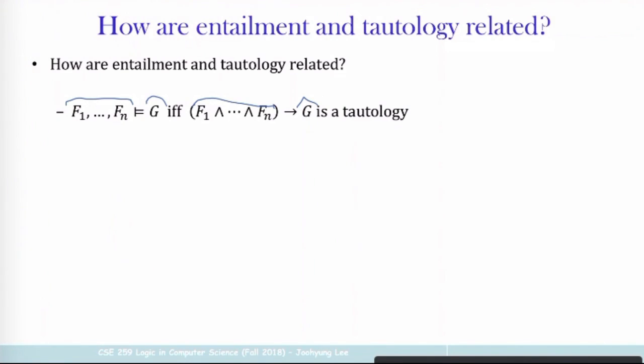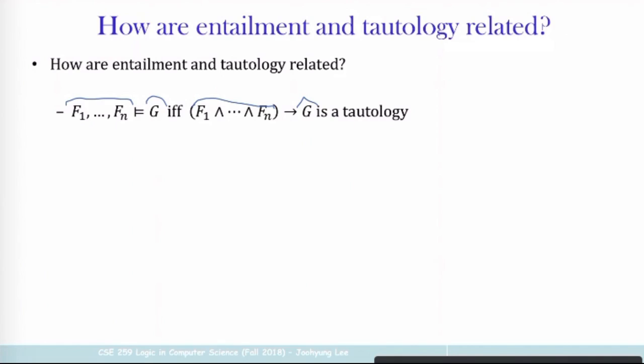A slightly different way to say the same thing is, how do you know that G is not entailed from F1 to Fn? You can say that the right-hand side is not a tautology, meaning that there is one interpretation that satisfies F1 to Fn, but does not satisfy G. Okay?